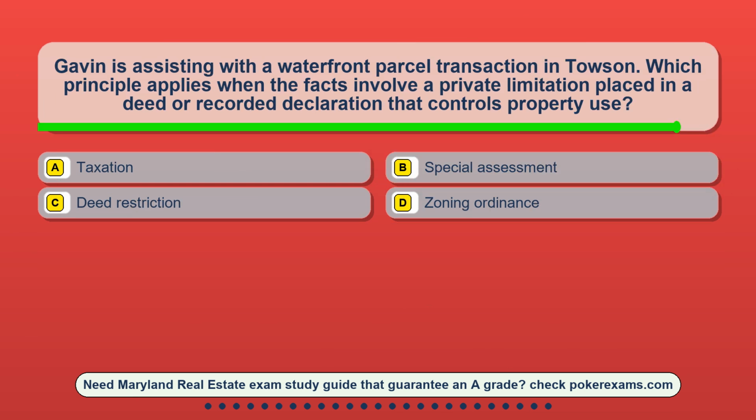Question 23. Gavin is assisting with a waterfront parcel transaction in Towson. Which principle applies when the facts involve a private limitation placed in a deed or recorded declaration that controls property use? Option A, taxation. Option B, special assessment. Option C, deed restriction. Option D, zoning ordinance.